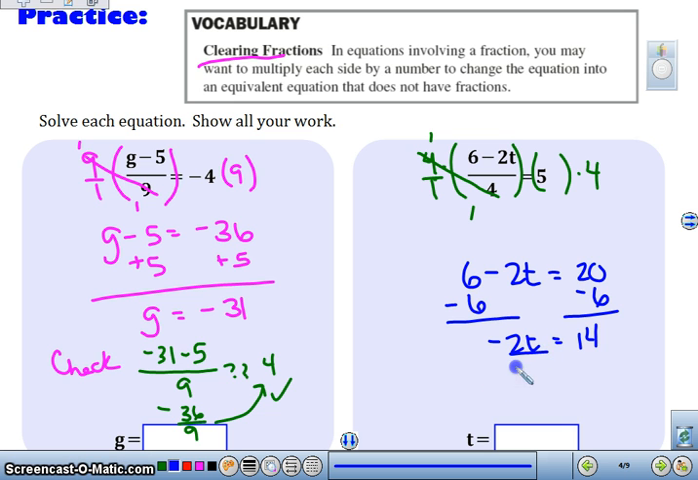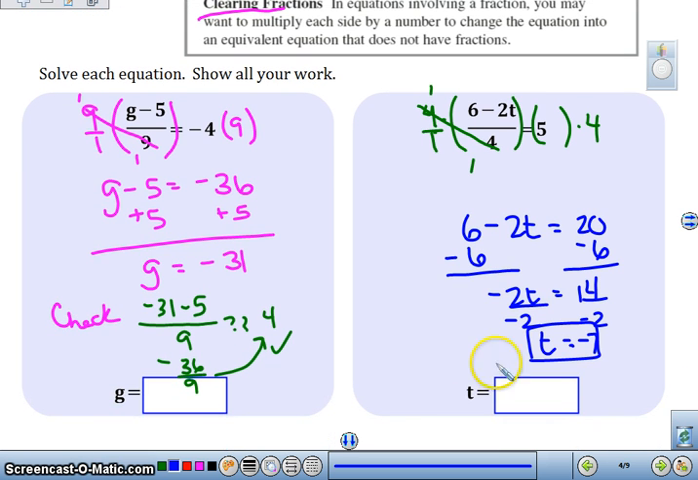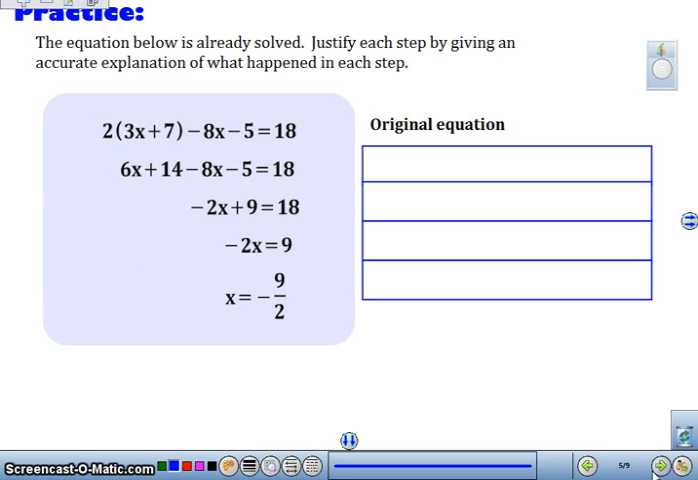We divide by our coefficient negative 2, and t is equal to negative 7. And again, you should please make sure, if you haven't done so, that you do the check. Okay, so please make sure you show your check. Again, pause it if you need to make sure you have everything written down before going to the next page.